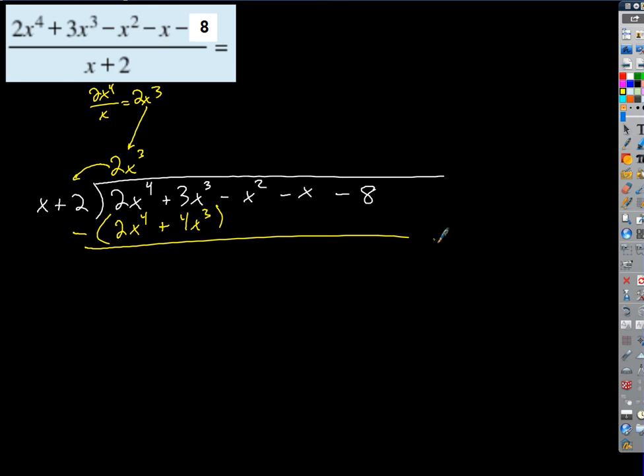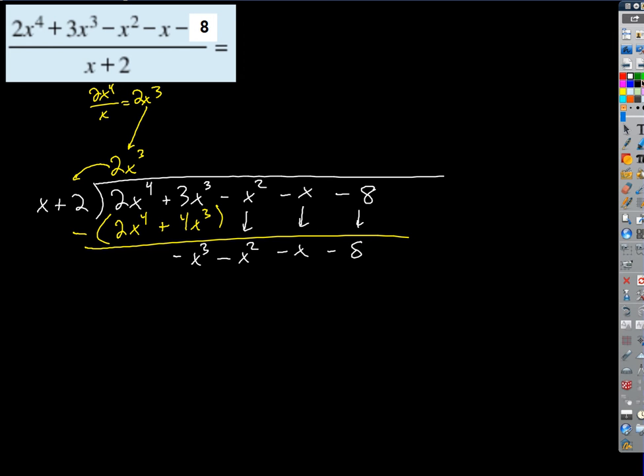Right? So what do we get? 2x to the fourth minus 2x to the fourth cancels. That has to happen. That's why we picked 2x cubed, right? So they would cancel. And then 3x cubed minus 4x cubed is what? Negative x cubed. And then we're just subtracting 0 from the other terms. In other words, we're just bringing it straight down. Okay, now what?